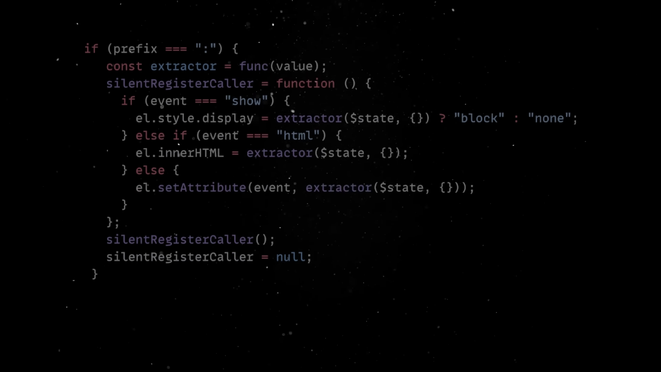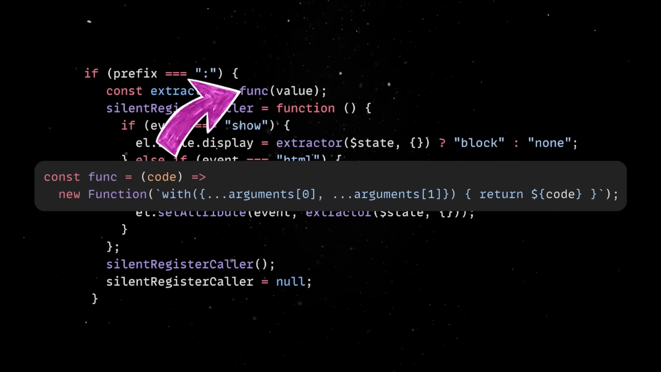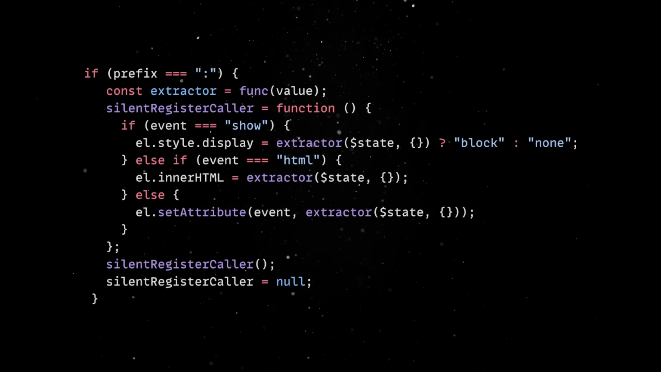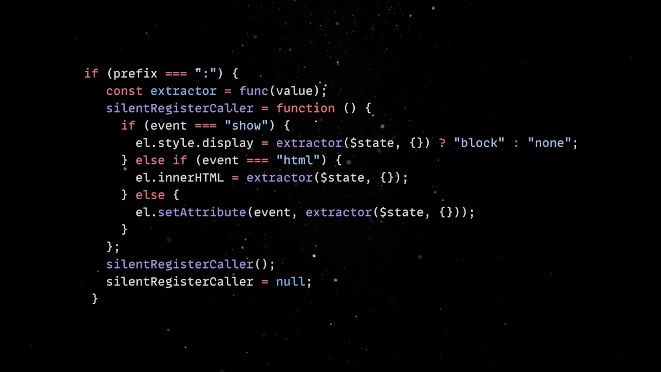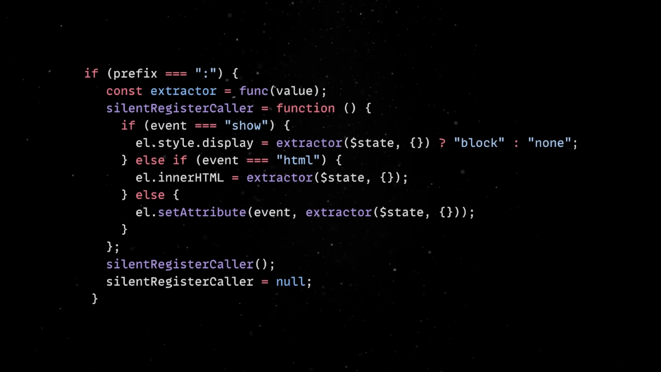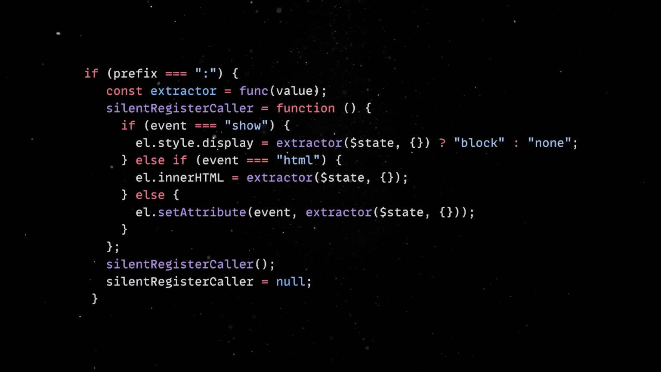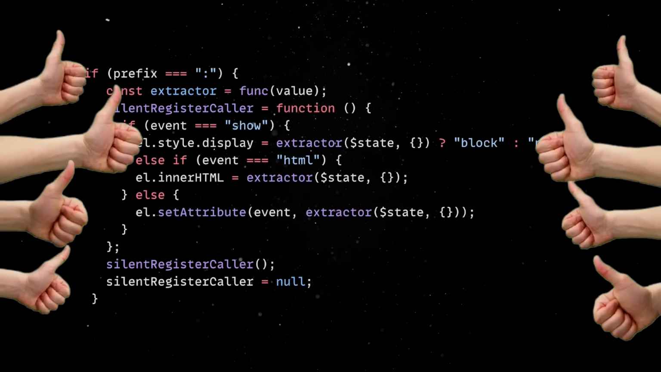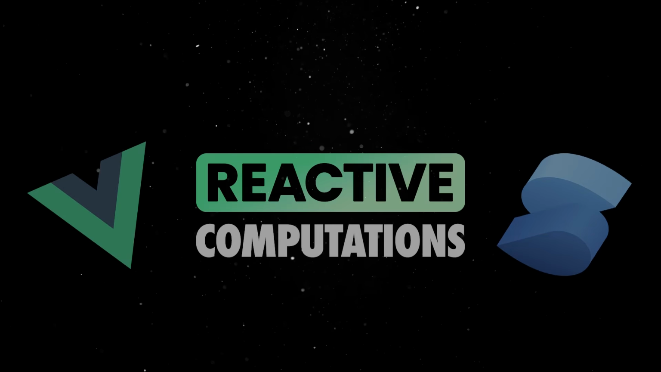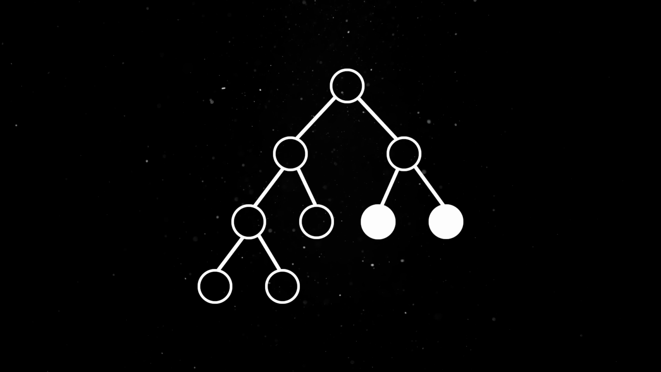If an element has something like :text equals count, we parse the expression using JavaScript's with statement to evaluate it in the context of our reactive state. When the expression accesses a value like count, our proxy registers that dependency. From that point on, anytime count changes, we rerun the expression and update the element's text content. The same logic applies to :html and for any other attribute binding we decide to support. This is surprisingly effective, and it mirrors the behavior of reactive computations in frameworks like Solid or Vue. We are not diffing virtual DOM trees or using fibers. We are just reacting to specific values and updating the DOM directly.